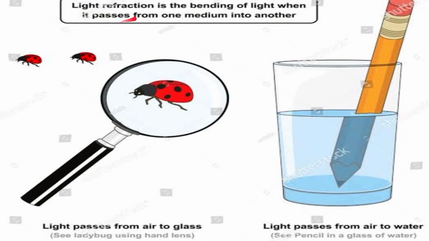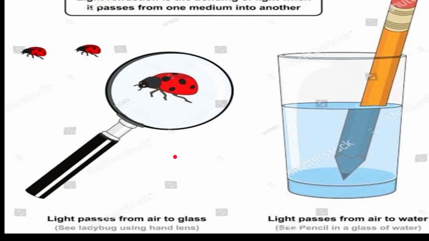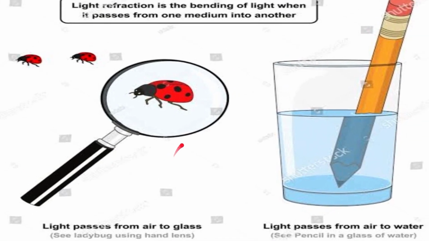Okay, light refraction is the bending of light when it passes from one medium to another. I taught you what medium is. So like here, light passes from air to water. Air over here to water. See pencil in glass of water. And another is light passes from air to glass. So this is air and it goes to glass. See ladybug using hand lens. So when air to lens goes in, then it zooms.